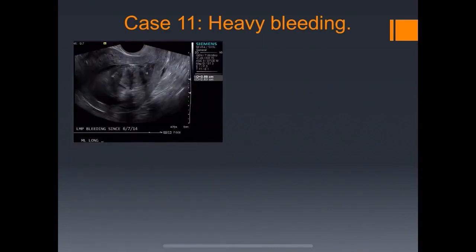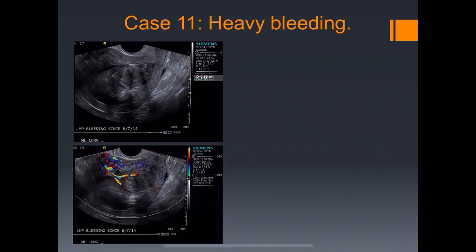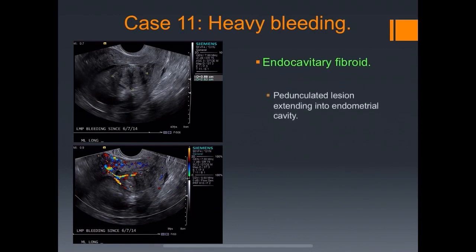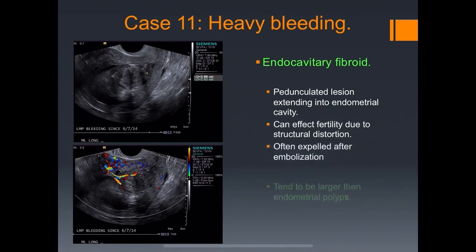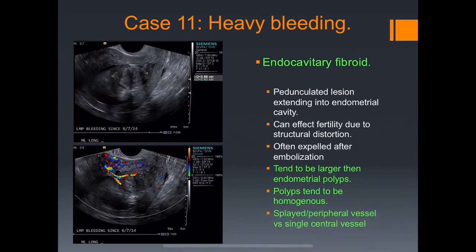Case number 11, heavy bleeding. So we have the structure in the middle of the uterus, looks typical of a fibroid. And then we see the splayed vessels. So this turns out to be an intracavitary fibroid, pedunculated lesion extending into the endometrial cavity. Can affect fertility due to structural distortion, often expelled after embolization. They tend to be larger than endometrial polyps, which are more homogeneous and echogenic. And as opposed to the splayed vessels we see in a fibroid, the polyps tend to have a single central vessel.